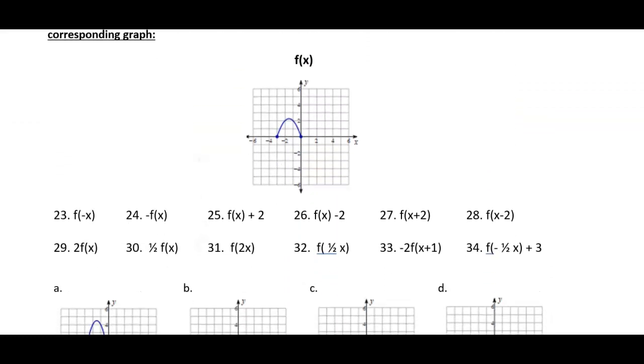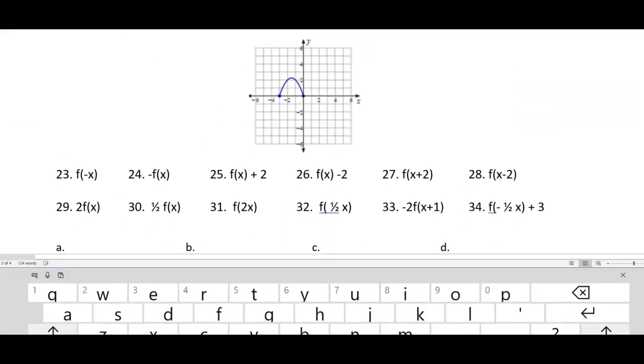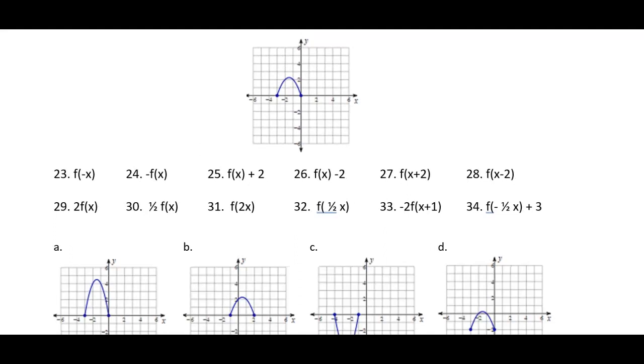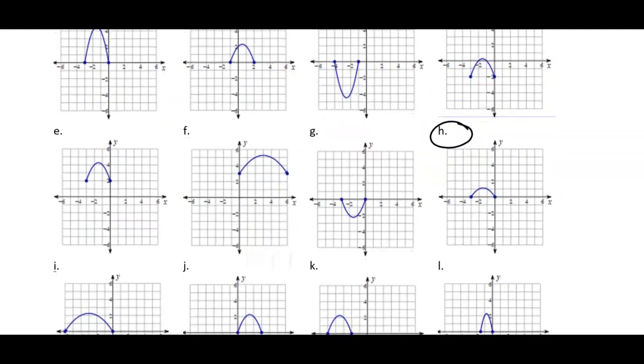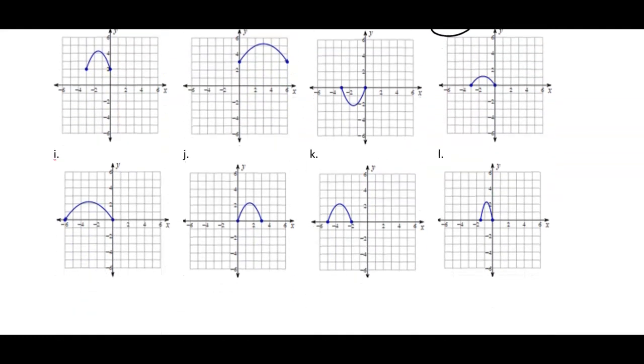All right, let's take a look at number 32. So now we're multiplying by half again, but it's inside the parentheses, which means it's horizontal. Now with horizontals, when you're multiplying by a number that is less than 1, that's actually an expansion. So what that's going to do is it's going to stretch my graph out so it looks wider. It'll still be just as tall, but it'll just be wider. So we're looking for a graph that is wider. And that looks like it would be option I.